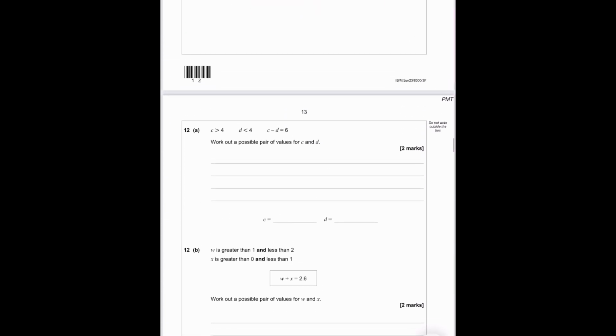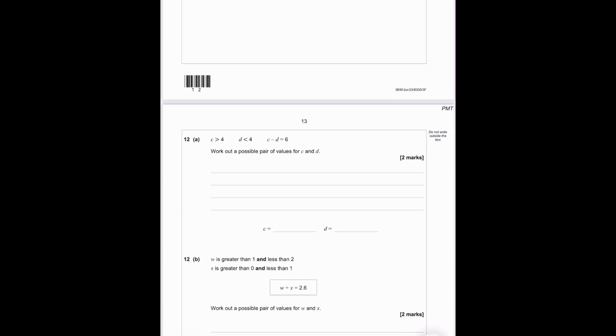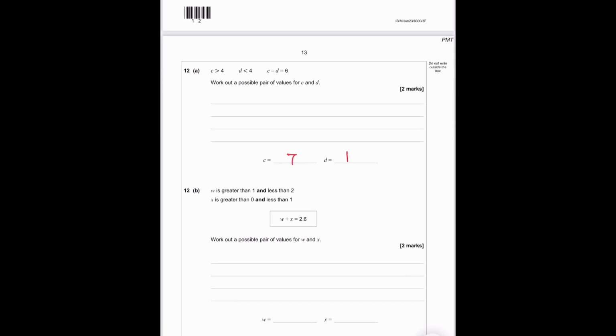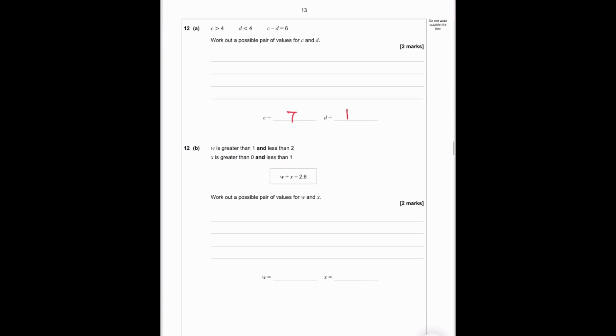Work out a possible pair of values for C and D. So C has got to be greater than 4, D has got to be less than 4, and C minus D is 6. So we could have C is 7 and D is 1. W is greater than 1 and less than 2. X is greater than 0 and less than 1. What could we use? We could have 1.9 and 0.7.